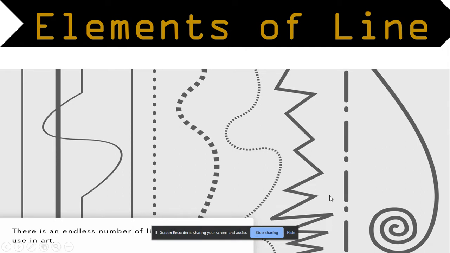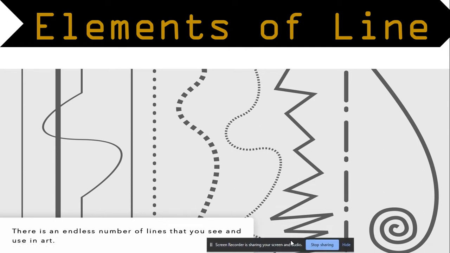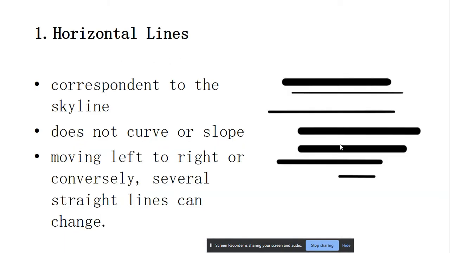There is an endless number of lines that you see in use in art. These following lines are very essential in art making. You could explore lines to create some artistic artwork. Aside from that, we have these kinds of lines. We have the horizontal lines. This one corresponds to the skyline.